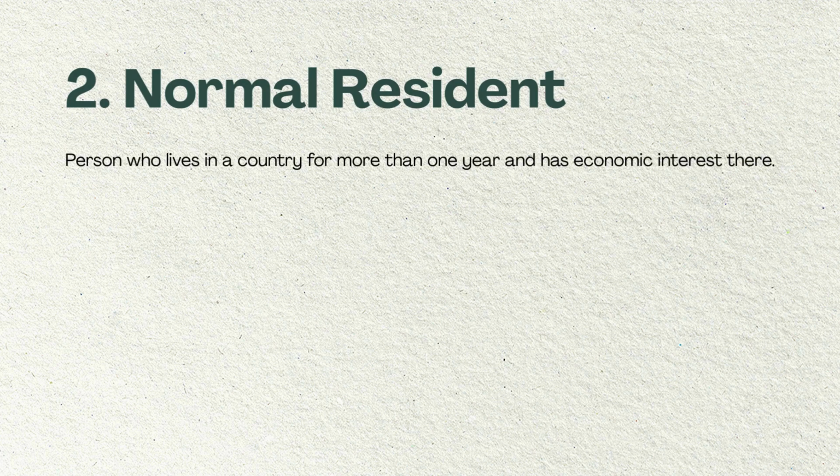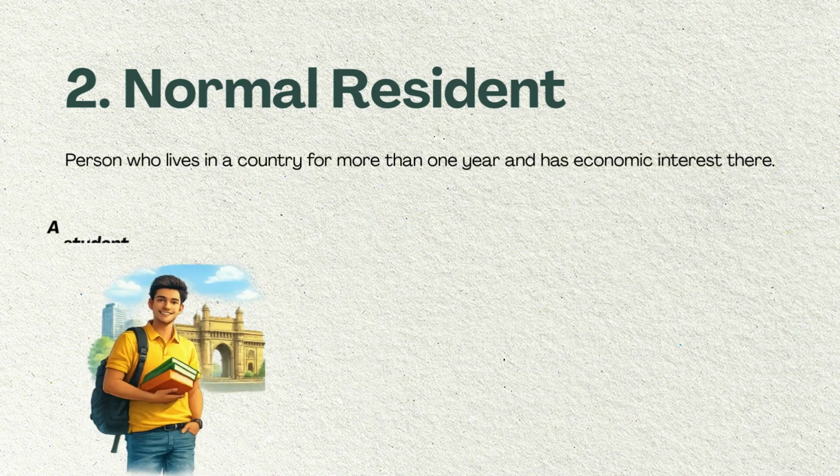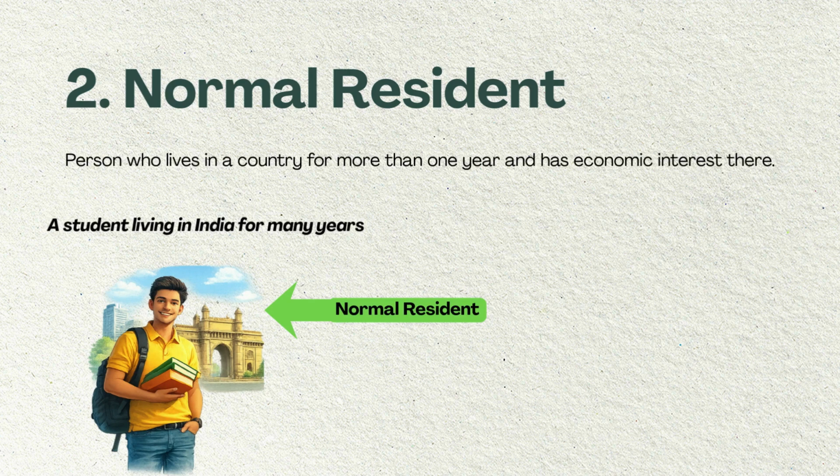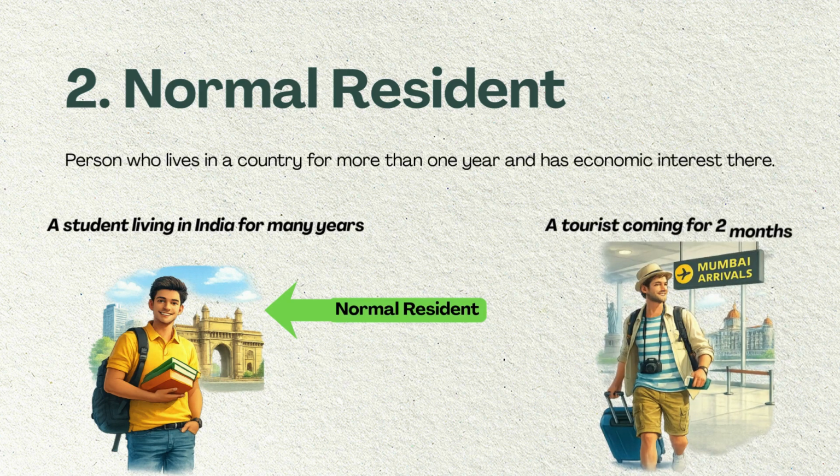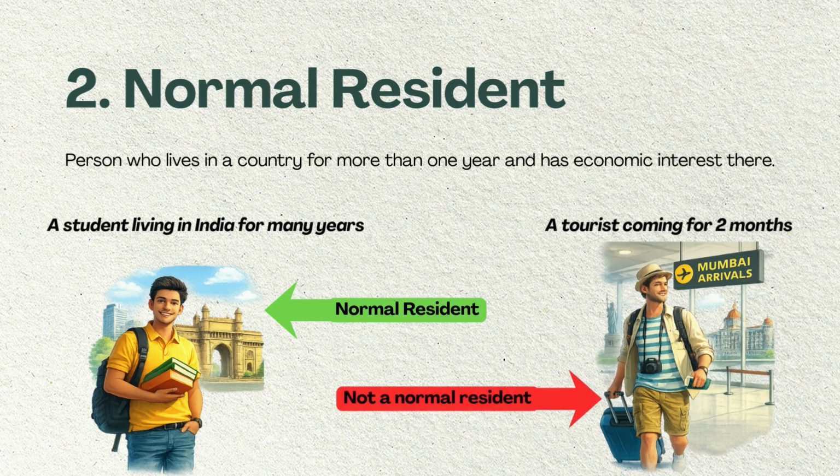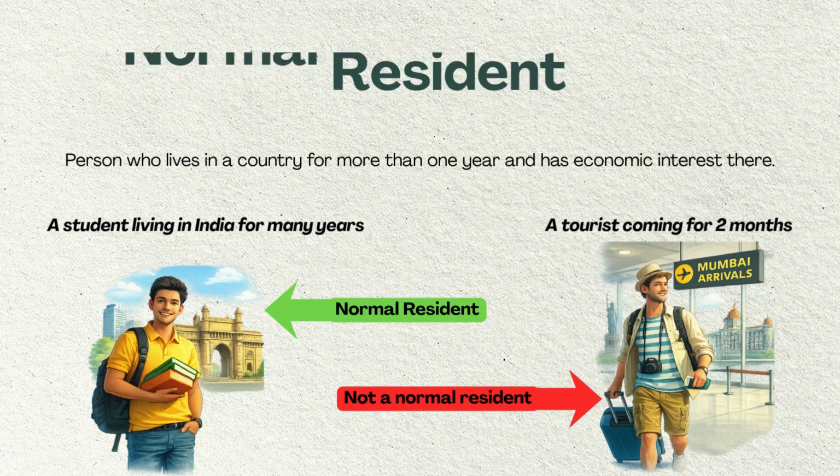Second, normal resident. It is a person who lives in a country for more than 1 year and has economic interest there. For example, a student living in India for many years is a normal resident. But a tourist coming for 2 months is not a normal resident.